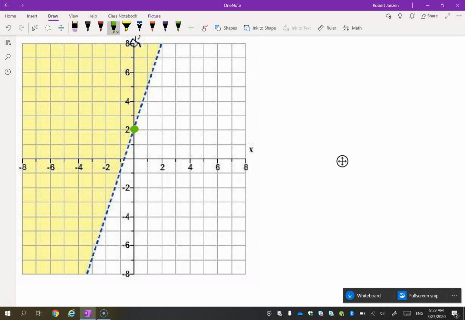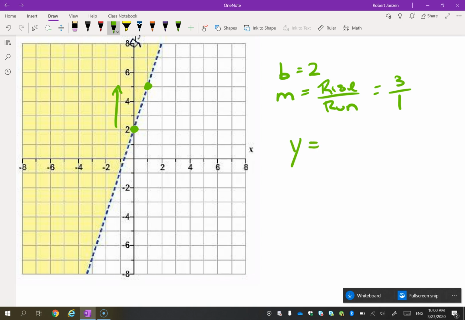To find the slope, I should find another place where two lines meet. If I go here, it looks like I know what that point is. So this tells me the y-intercept is 2, and the slope, remember slope is rise over run. What did this rise? 3, and what did it run? 1. So I can write this inequality. Well, first, just put this equals for a second. So this is 3x plus 2, but it's not equal to.